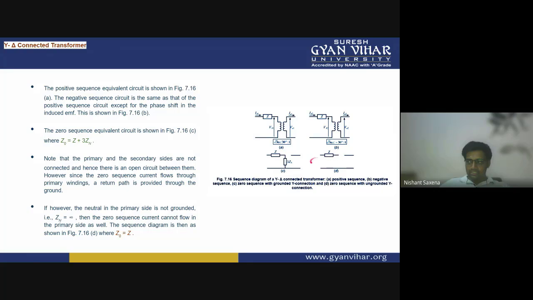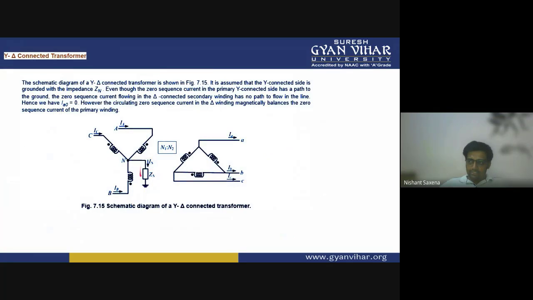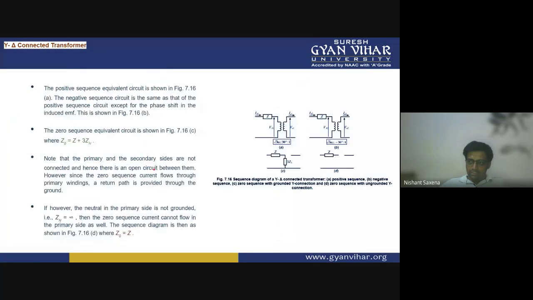It is open circuited if the neutral of the primary side is not grounded. That means if this neutral is not grounded, it is open, then this will be the circuit for this zero sequence ungrounded star connection. I hope this is clear to you.